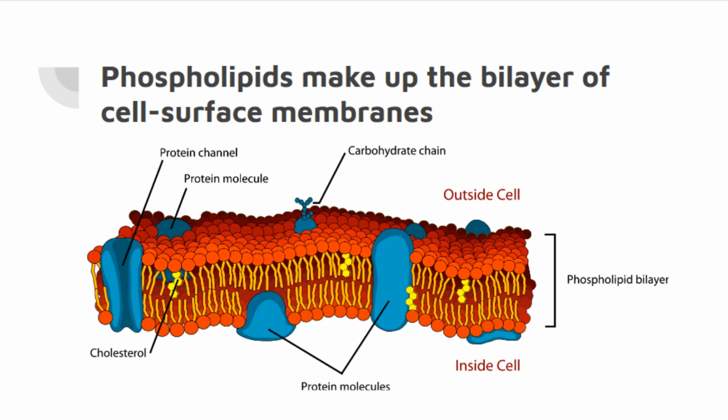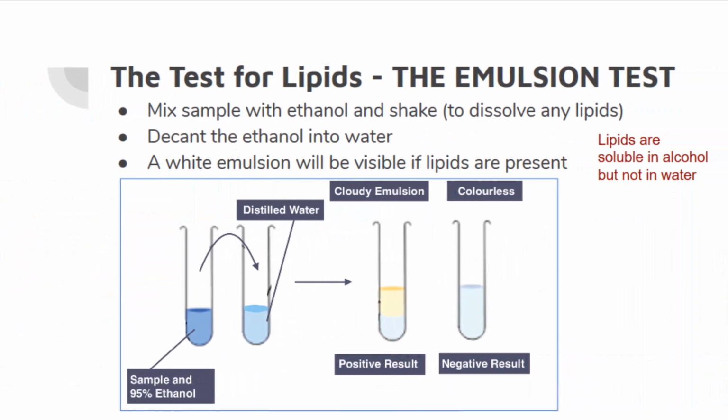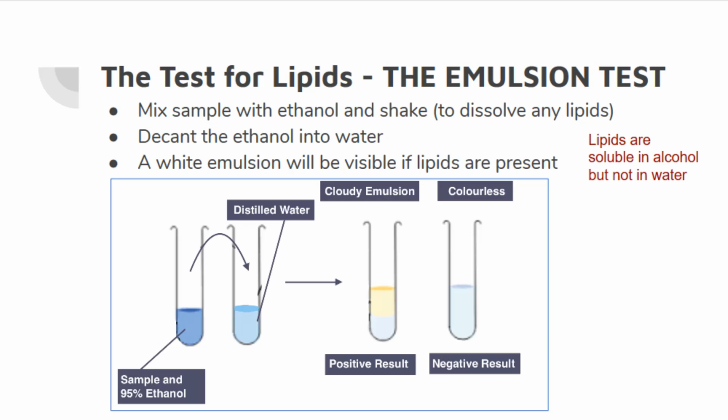You can test for lipids using the emulsion test. This involves mixing the sample with ethanol. This should dissolve any lipids, as they are insoluble in water but are soluble in alcohol. Then, decant the ethanol into water. A white emulsion will be visible if lipids are present.